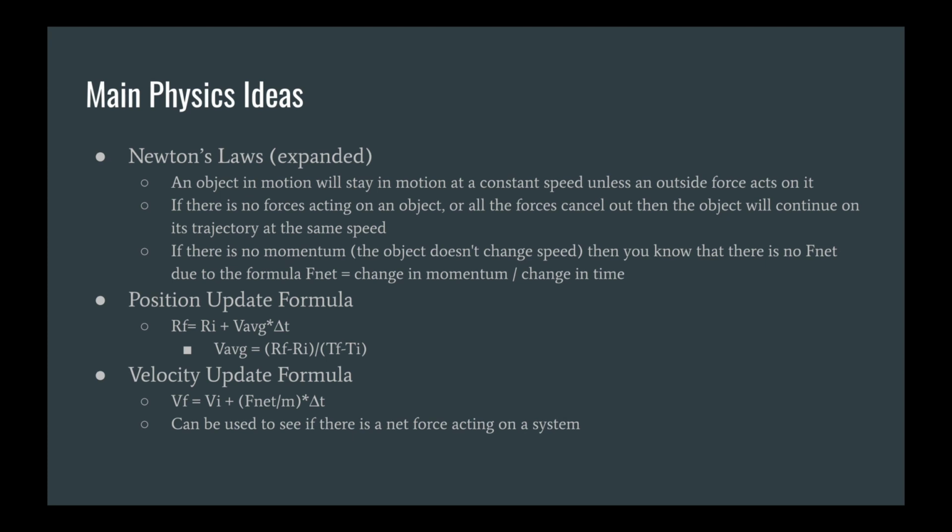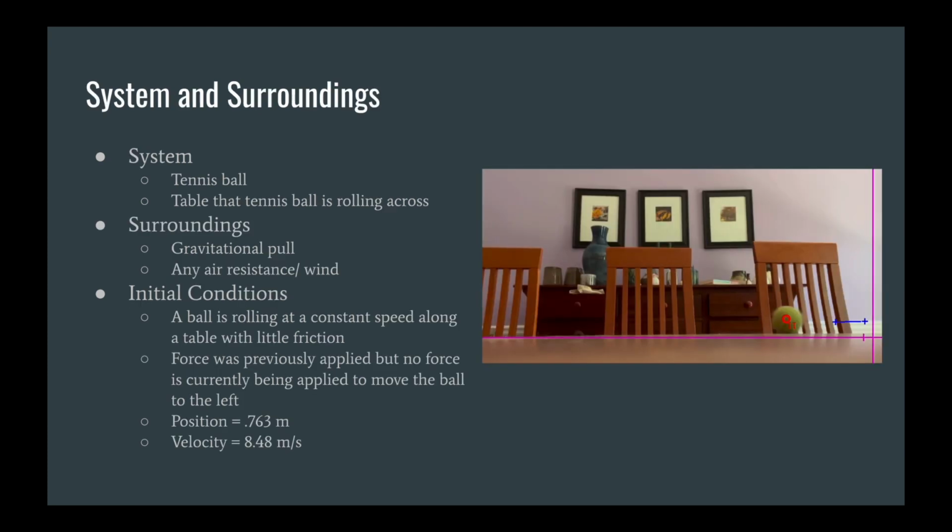Additionally, we can use the velocity update formula to prove that there is no net force acting on a system if V final equals V initial. For this experiment, I define my system as the ball and the table that it is rolling across, and the surroundings include the gravitational pull and any air resistance or wind that may have been present. My initial conditions will become important when coding for the computational model, so some important things to note is that the ball is rolling along a table with little friction and no force is currently being used to push the ball to the left. The position that I started recording data from was 0.763 meters, and the velocity at this time was 8.48 meters per second.